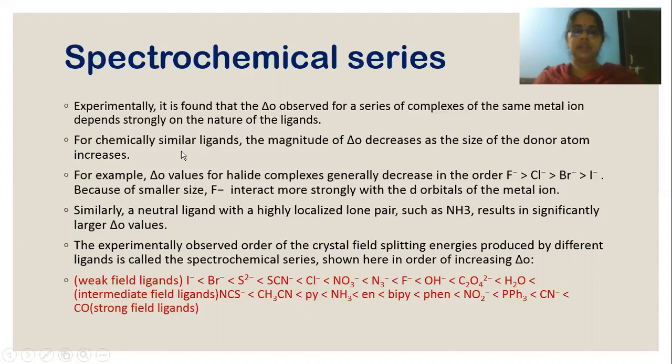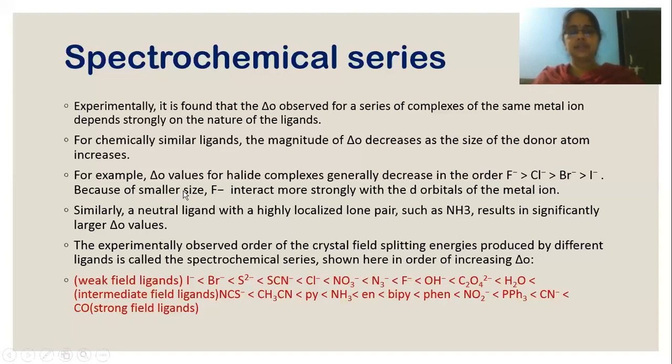For example, for all the halide ions like fluoride, chloride, bromide and iodide, the value of delta O is found to decrease as the size of the donor atom increases. These are the donor atoms, as they attach to the metal atom. Though all are halide ions, the value of delta O is found to decrease as the size of the donor atom increases. We know that the atomic size increases from top to bottom in a group.